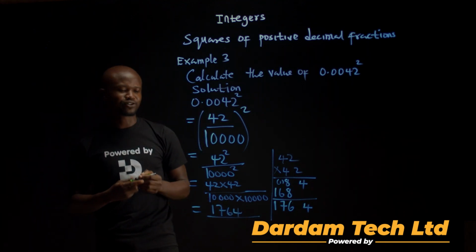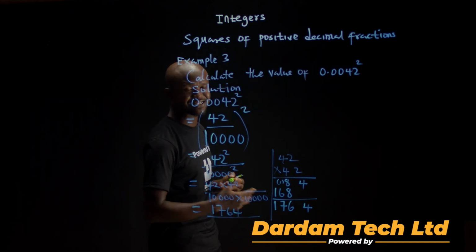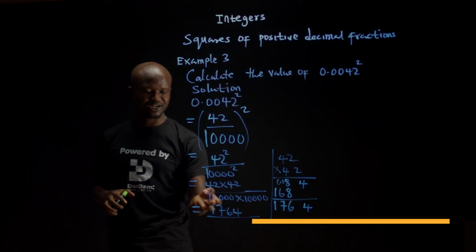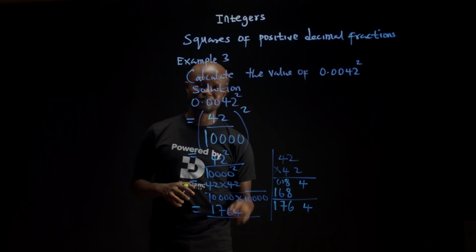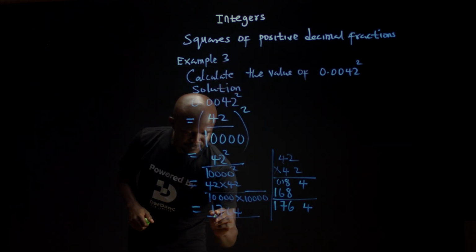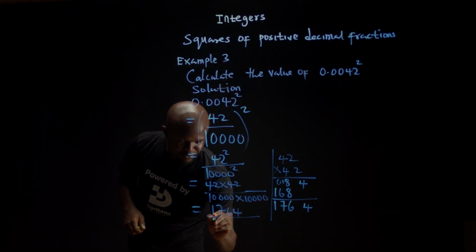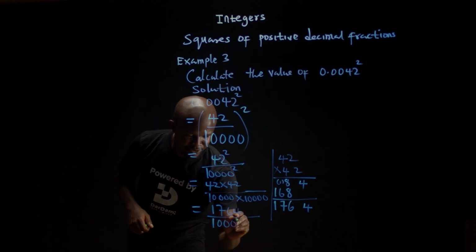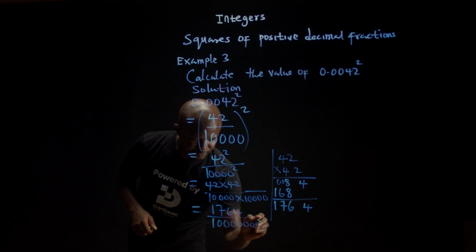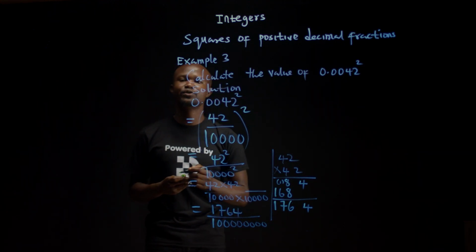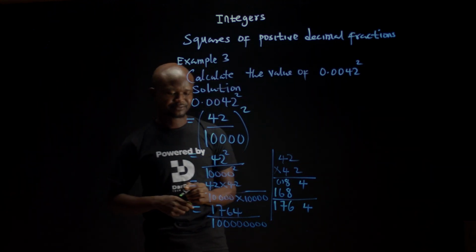For the denominator, we just need to count the number of zeros. We have 4 zeros here. We have 4 zeros here. 4 zeros plus 4 zeros, we have 8 zeros all together. So what do we have? We have 1. We write 8 zeros. Now we have 8 zeros at the denominator after 1.